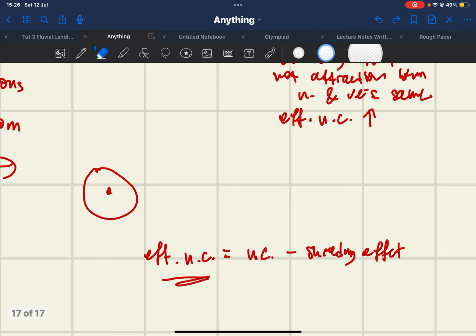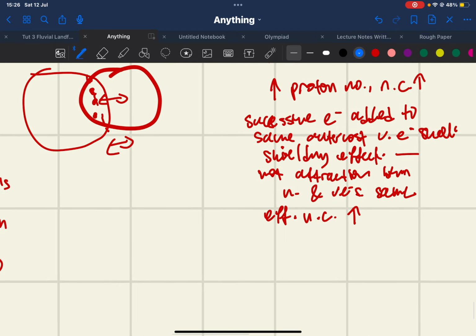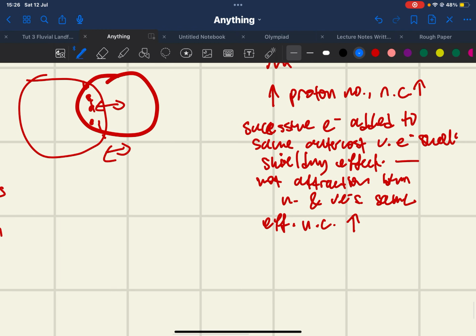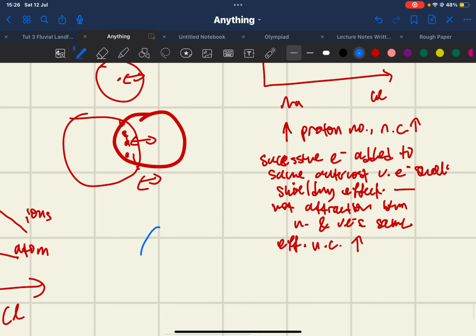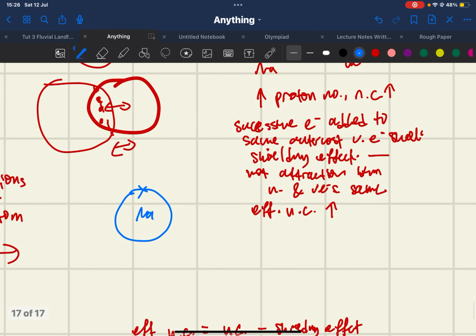But if I only have one electron shell, there is no shielding effect. So it has a stronger attraction, in other words, it's much closer. Usually we just say shielding effect. Sometimes books also use the word screening, so you can also say screening effect, but our syllabus will use shielding because that's what is indicated in the syllabus document. So that's how you explain it: successive electrons added to the same outermost valence electron shell. Let's take a look. For example, this is sodium. Sodium has one valence electron. Then next is magnesium.